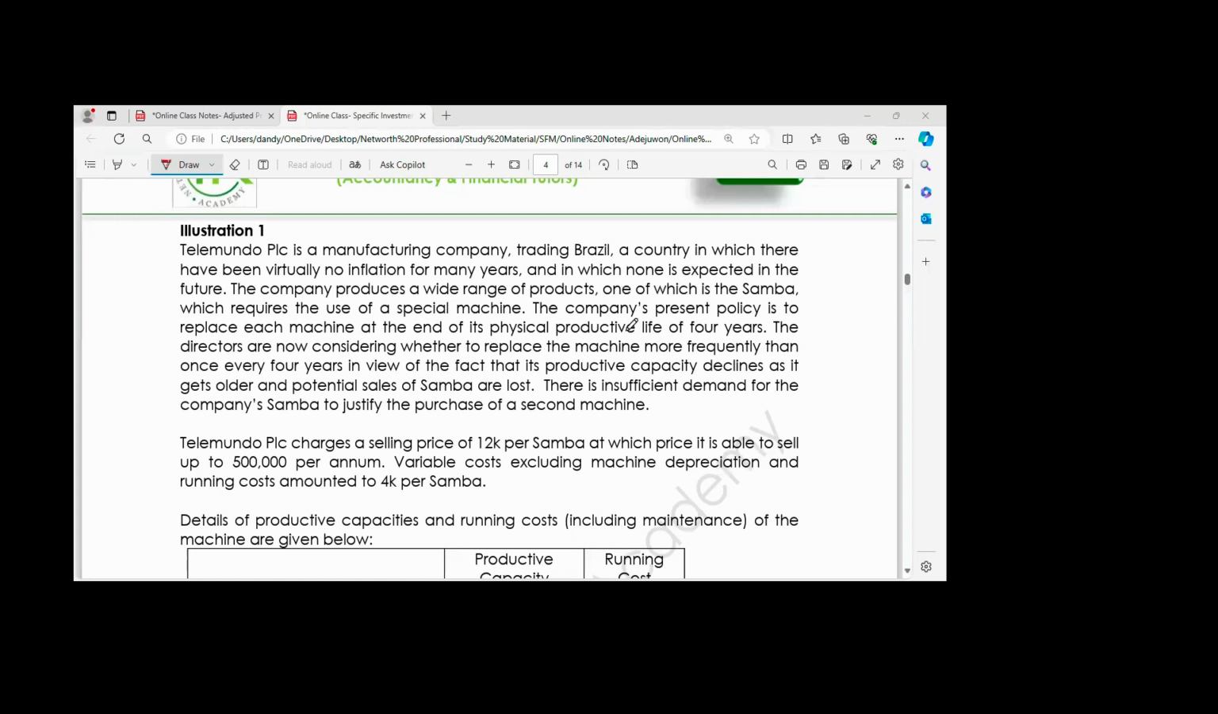Okay, illustration 1. Telemundo PLC is a manufacturing company trading in Brazil, a country in which there has been virtually no inflation for many years, and in which none is expected in the future. The company produces a wide range of products, one of which is the Samba, which requires the use of a special machine. The company's present policy is to replace each machine at the end of its fiscal productive life of 4 years.